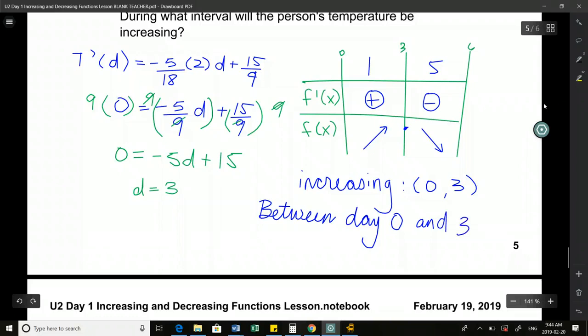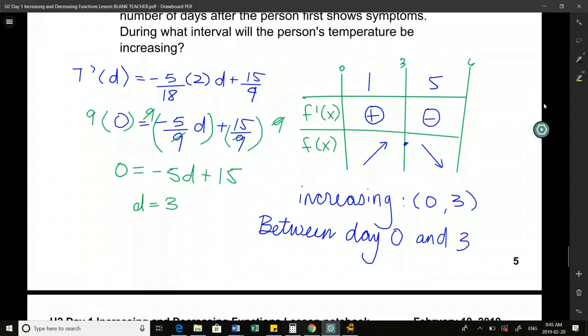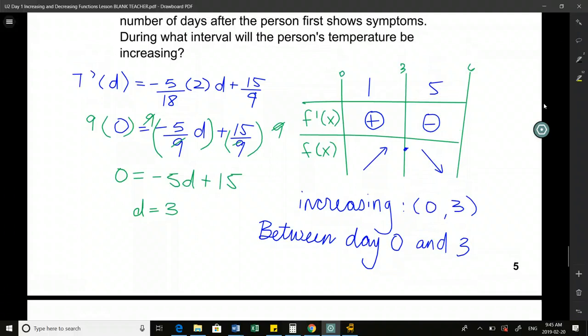Into the derivative, yeah. Okay, not at day 0 and at day 3 because those are critical numbers, right? So it's actually evening out right here, changing from increasing to decreasing. So we wouldn't include those in our set.